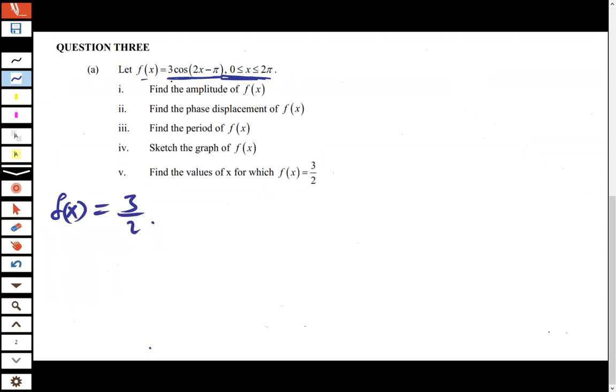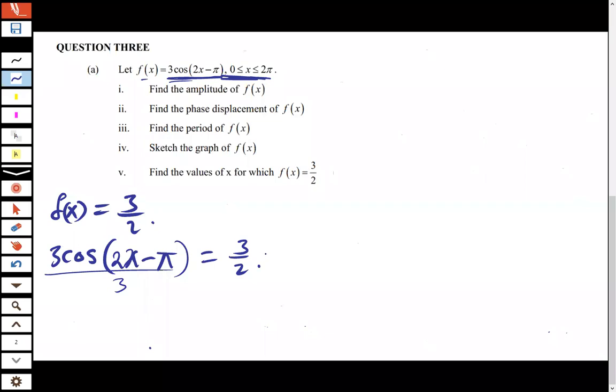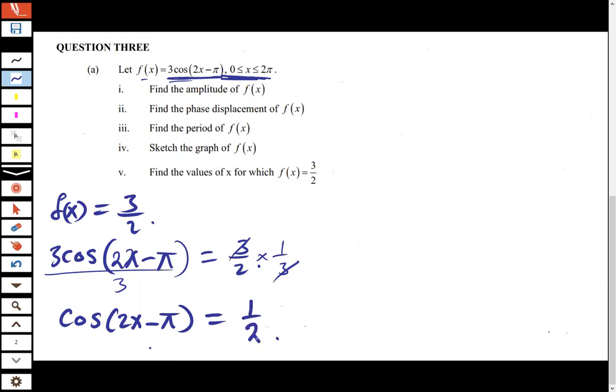So what this means is that we're going to equate what we have there, which is 3 cos(2x minus pi), to 3/2. So when we do this, we can divide everything by 3. When we divide this part by 3, and also we divide this part by 3, the answer that we're going to get is cos(2x minus pi) is equal to, this 3 and that 3 will cancel, meaning we're just going to get 1/2 this side.